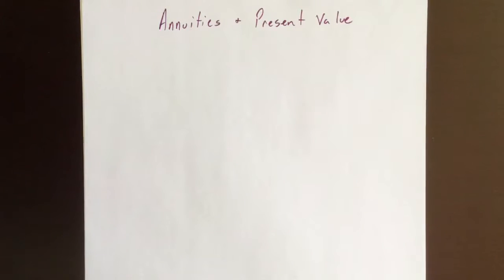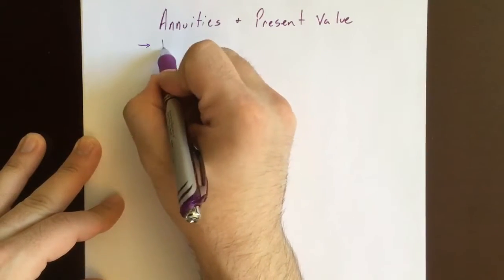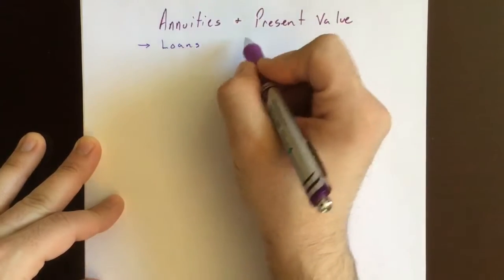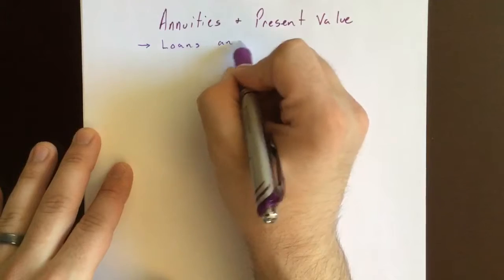Okay, in this video, we're back looking at annuities. In the previous video, we focused on the future value of an annuity. Here we're looking at something called the present value. And this has a huge application when we focus on making loans or getting a loan or mortgage.